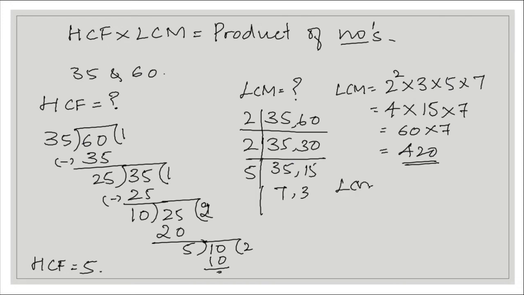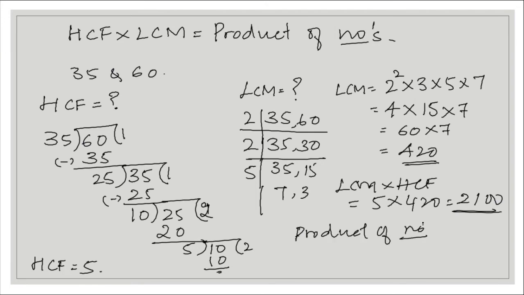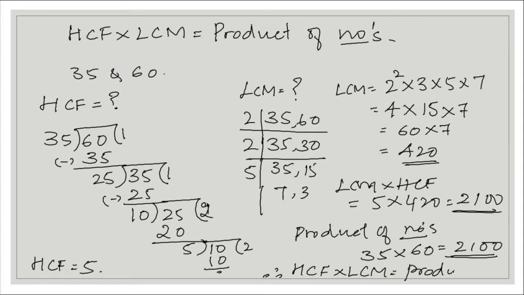Look at LCM multiplied by HCF. What will be the product? 5 into 420. This will be 2100. Now look at the product of numbers. Product of numbers is 35 times 60. It is again 2100. Therefore, we get the result HCF into LCM is equal to the product of numbers. This method is useful when one of them, that is either HCF or LCM or one of the numbers, is not known.